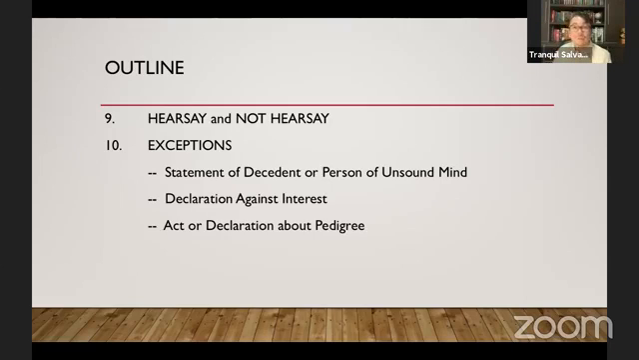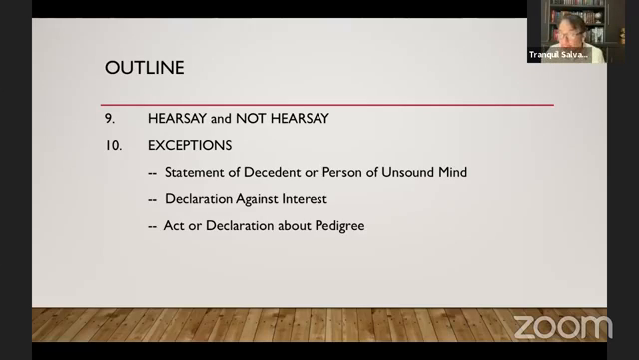And what is that? Statement of the decedent or person of unsound mind. Now, why, first and foremost, mag-agree tayo. Why is it hearsay? Because what is presented to the court is the declarant's statement, the statement of the person of unsound mind or the deceased. And there is someone who may have received that declaration, correct? By its nature, it is hearsay. But why is it trustworthy and reliable? I will tell you. Now, I will tell you why it's reliable.